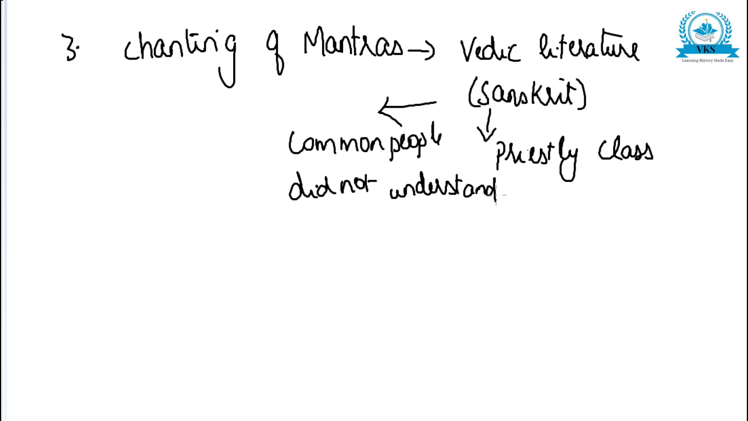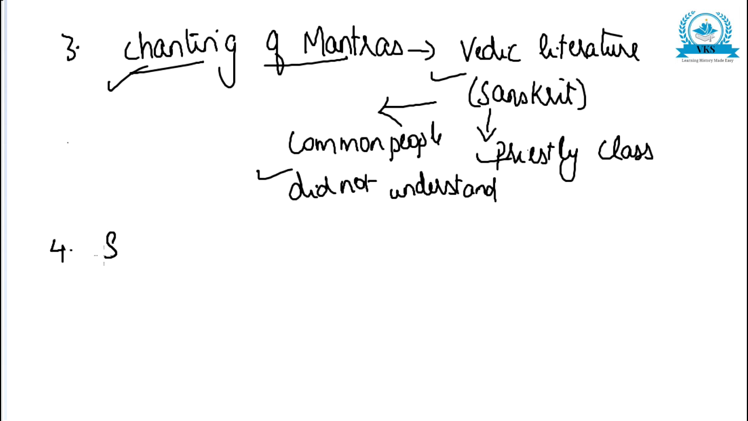Common people did not understand, and because of this, people started losing faith in mantras. Because without knowing the meaning, if they chant mantras, people will not have faith. So that was the next factor, chanting of mantras. The Vedic literature was written in Sanskrit. It was known only to the priestly class, and common people did not understand. So that was another factor why people wanted a new religion.